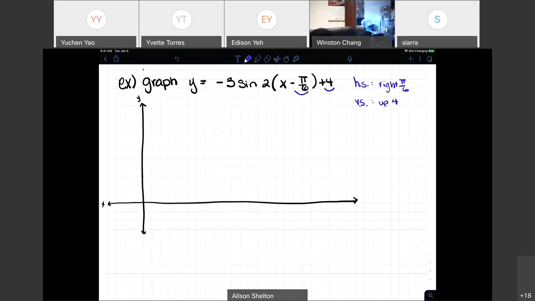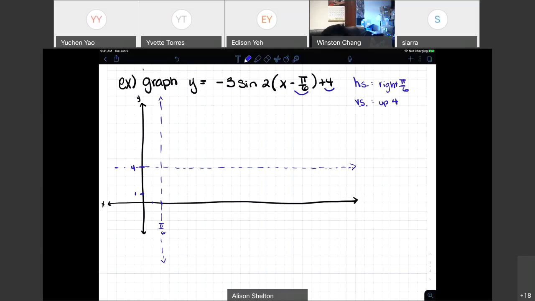All right. So I'm going to go ahead and make pi over 6 right here for now. If it doesn't fit, I'll redo it. Okay. And I'm going to go up 4, so we'll do 1 here. We'll make 4 here.